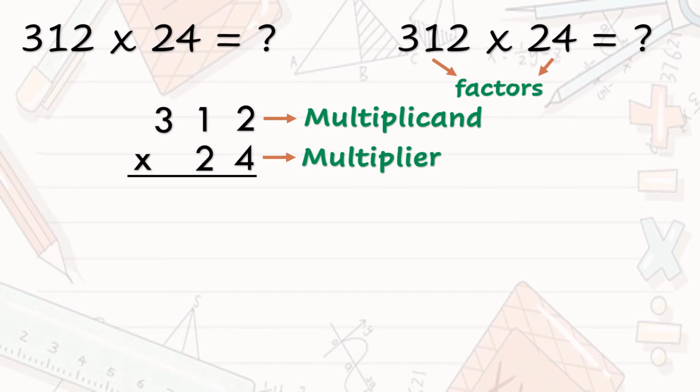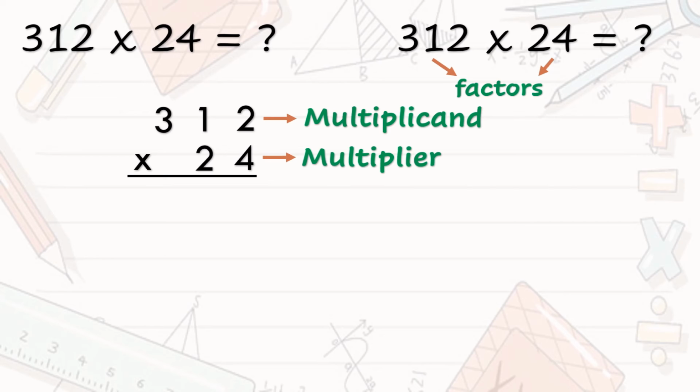24 by 312. So we start with 4 first, the ones digit. We start with 4 in the ones digit of 24. That would be 4 times 2, 4 times 1, and 4 times 3. And after that, we will go to the digit in the tens place, which is 2. We can have 2 times 2, 2 times 1, and 2 times 3. That's why we call 24 the multiplier.